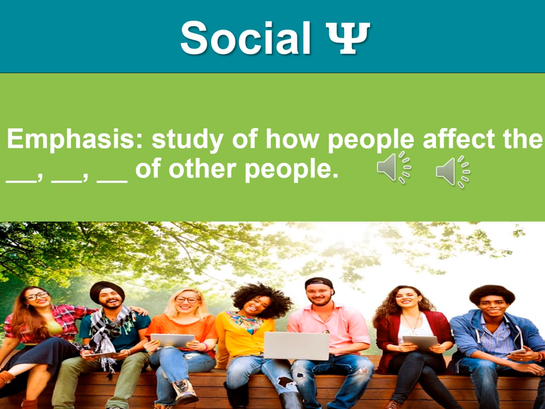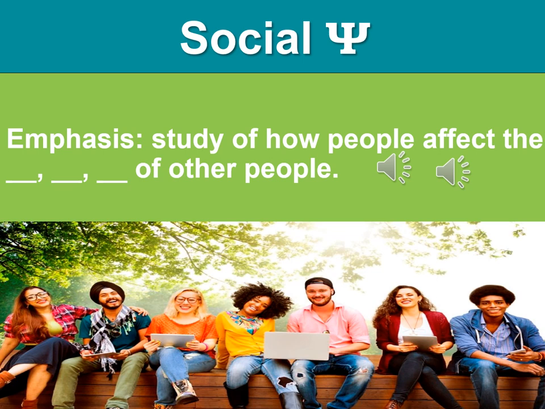Let's consider yet another perspective, another approach. Social psychology. We'll also have a whole chapter on social psychology at the very tail end of this course. If you're in the psychology concentration, you're required to take social psychology. The emphasis? Well, the study of how people affect the something, something, and something of other people. Take a moment and see if you can guess those three blanks. They'd have to be very big concepts that cover so much of our functioning. So try to guess.